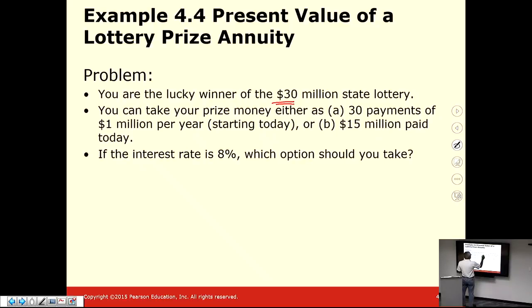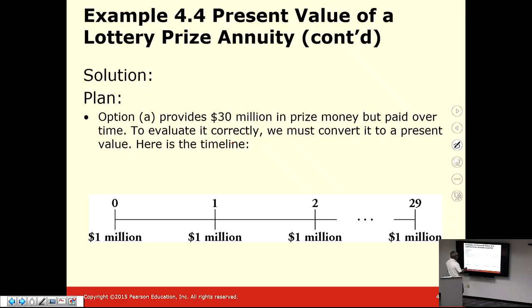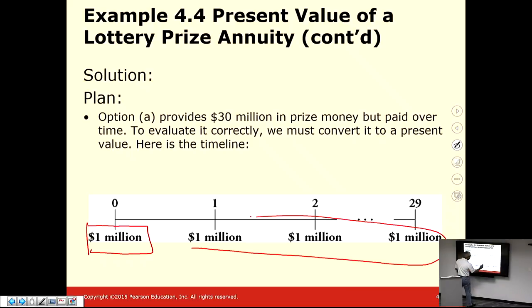You won a state lottery of $30 million. You can take your prize today as 30 payments of $1 million per year, starting today, or $15 million paid today. Which of these two options would you take if the interest rate is 8%? So let's take option A. What does it look like? 30 payments, but starting today, 1 million today, and then 29 more payments of 1 million each.